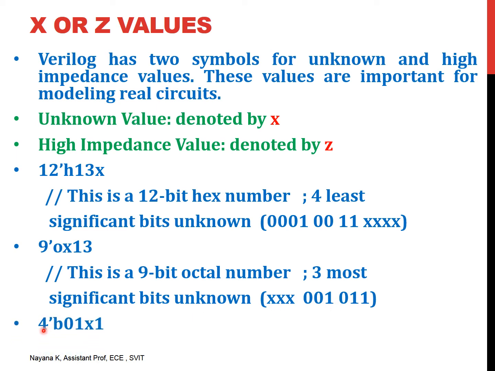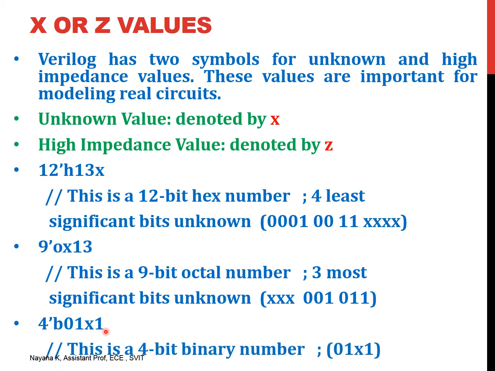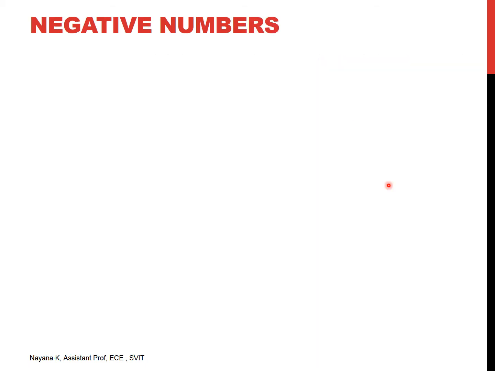4'b01x1 represents a 4-bit binary number, and the number is 01x1 itself, because binary is a single digit over there. So we can have x and z values even in numbers, and their value remains unknown while we use them in various operations. Let us understand how negative numbers are represented in Verilog.